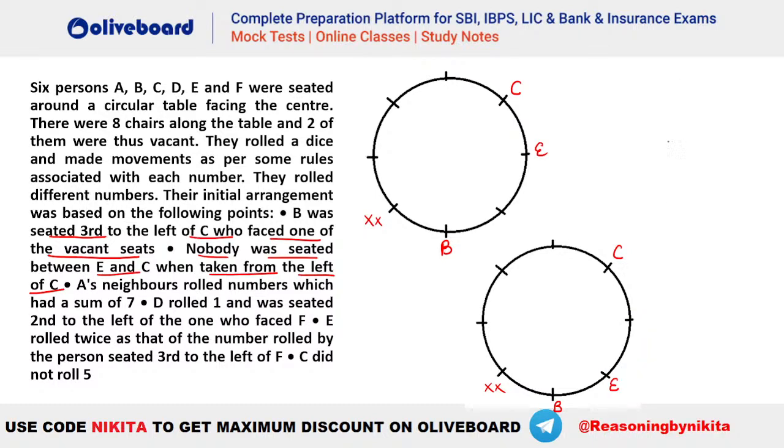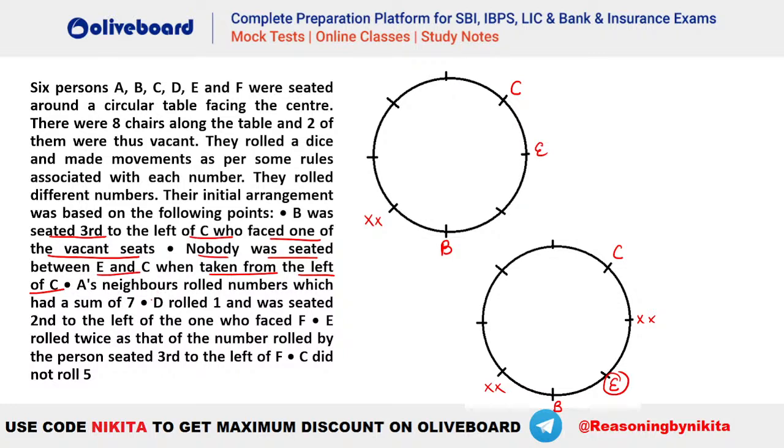So there are two possibilities. Either E is this person immediately towards its left, or E can be this person also, such that this is vacant here. Because if this is vacant, then also we have nobody between C and E, isn't it? That is, there is nobody seated between C and E here. So either of the two cases we have here. Okay. What else do we have here?